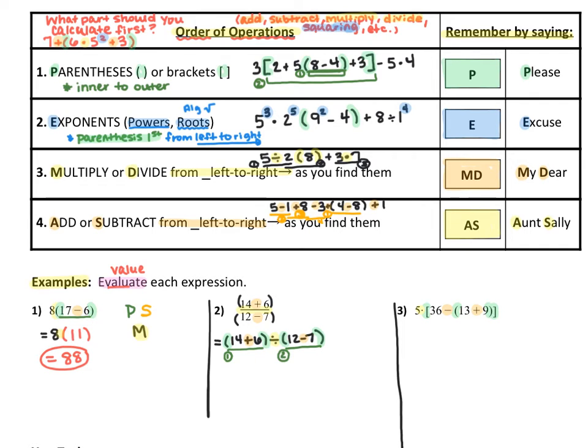So we know we have to perform parentheses. But which one? We perform the one with the addition first, because that's what came first from left to right. So that means we're going to have 14 plus 6, which would be 20. So we have 20. And then we bring down everything else. We bring down the division symbol and the 12 minus 7 in parentheses. And then we move on to figuring out the next step.